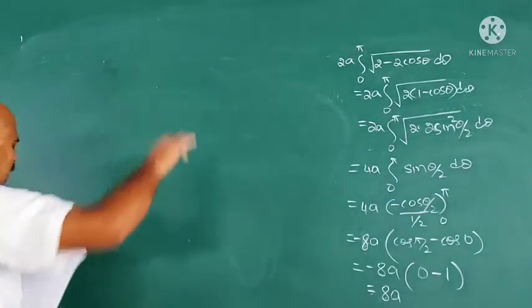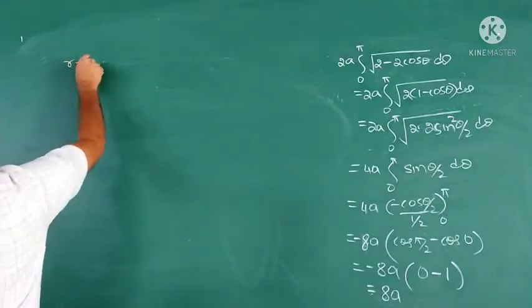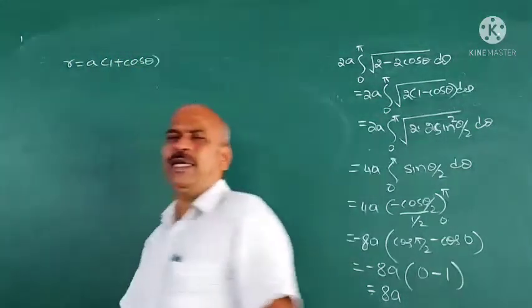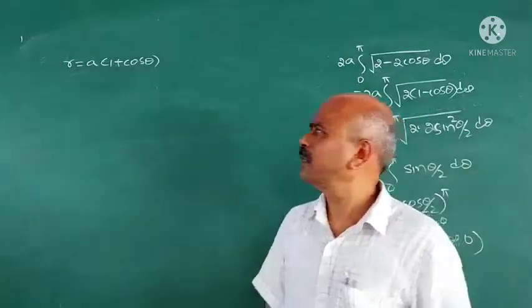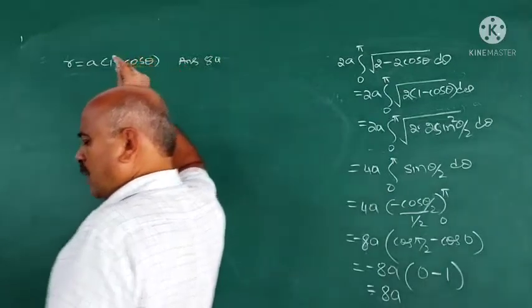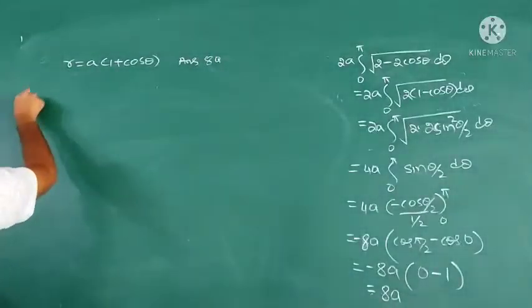Example: find the entire length of the cardioid. r is a into 1 plus cos theta. If you want, you take this. Find the entire length of the cardioid, r is a into 1 plus cos theta. Answer is 8a.